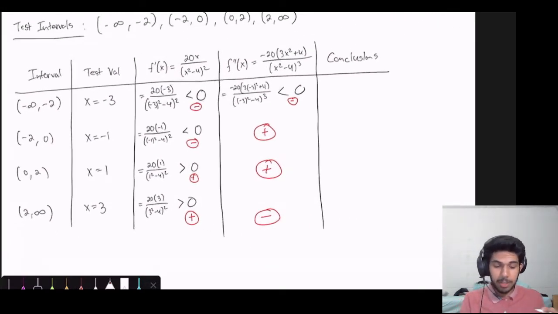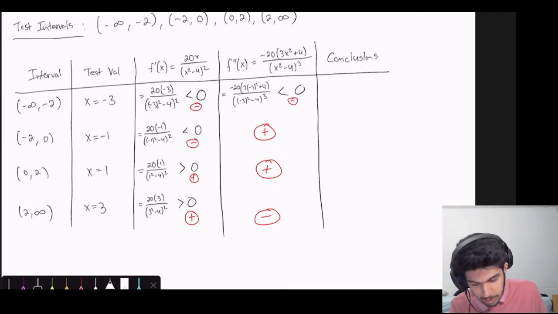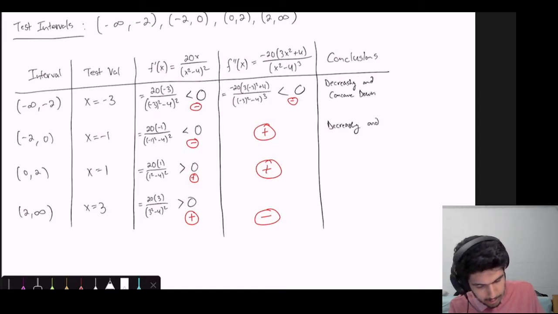All right, so now we're going to make some conclusions based off of what we learned about f prime of x and f double prime of x on these intervals. So for the first interval, f prime of x is negative, so it's decreasing. And f double prime is negative, which means that it's concave down. Second one, f prime of x is negative, so we're decreasing. And now concave up, because f double prime is positive.